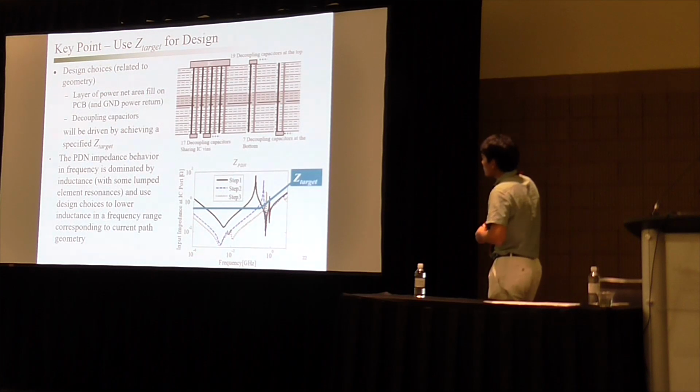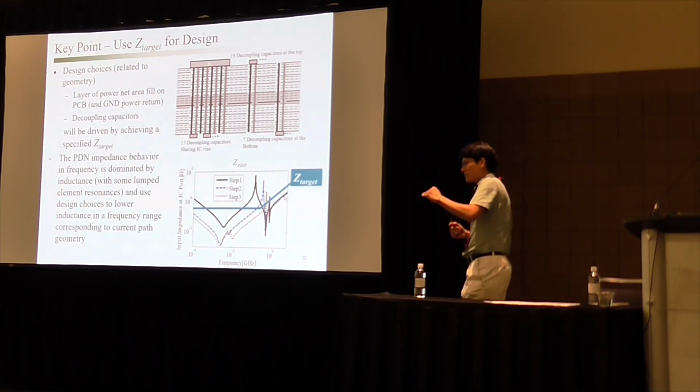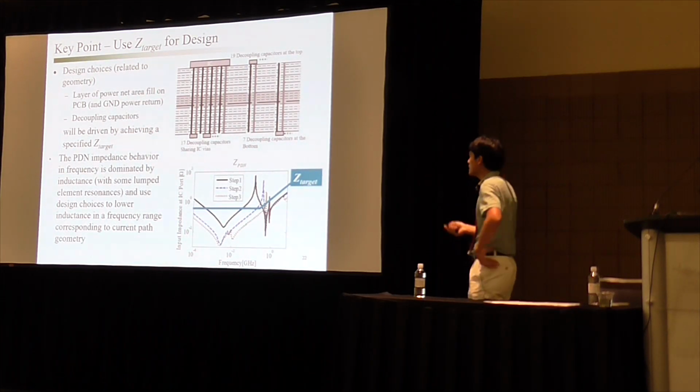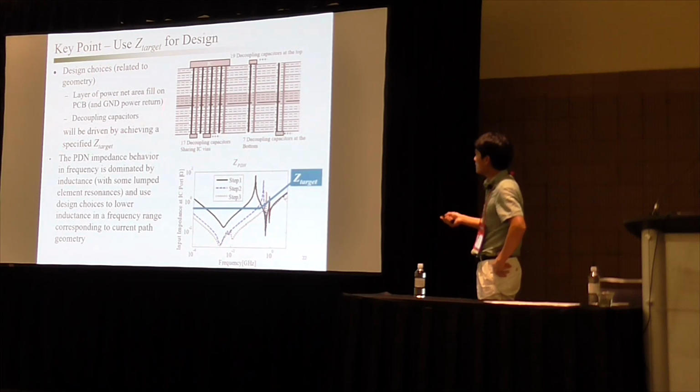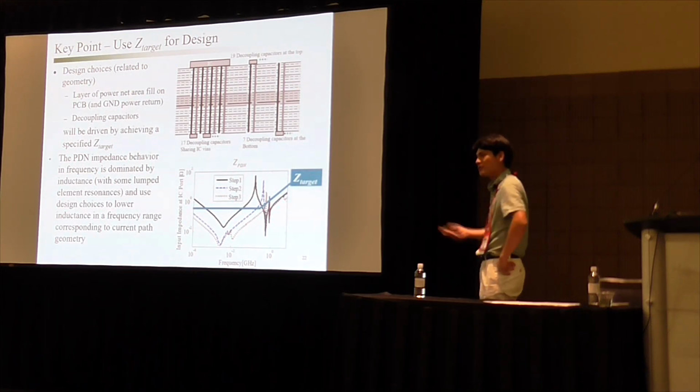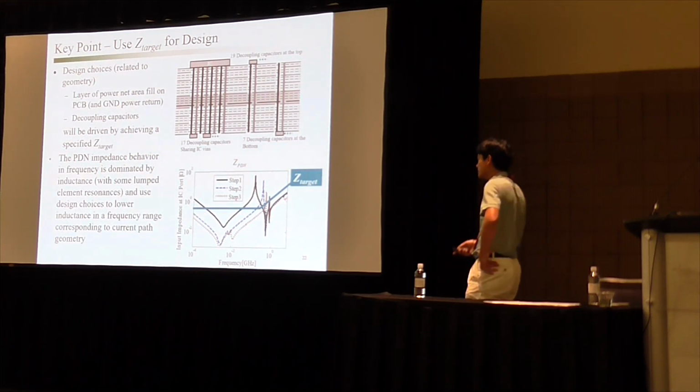So, key point for the PDN design is that we use this target impedance curve. Knowing this maximum inductance, we can decide a lot of choices, like where to place the power layer and how many decoupling capacitors, and then make this PDN satisfy this target impedance. You can see that this is, again, the 20 dB per decade curve. That's the inductive behavior.